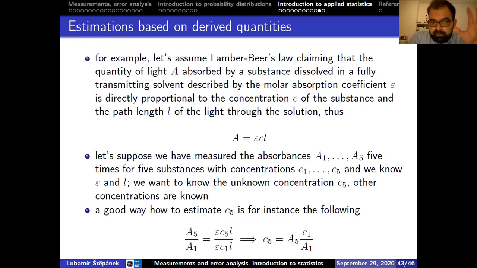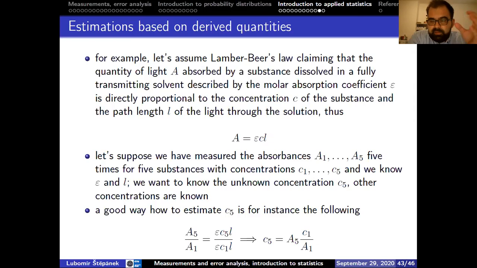The Lambert-Beer's law claims that if we have the quantity of light, usually marked as capital A, and this light is absorbed by a substance dissolved in a fully transmitting solvent, described by a molar absorption coefficient epsilon, then the quantity of light absorbed is directly proportional to the concentration C of the substance dissolved in the solvent, and the path length L of the light through the solution, through the glass or the cuvette or something like this.